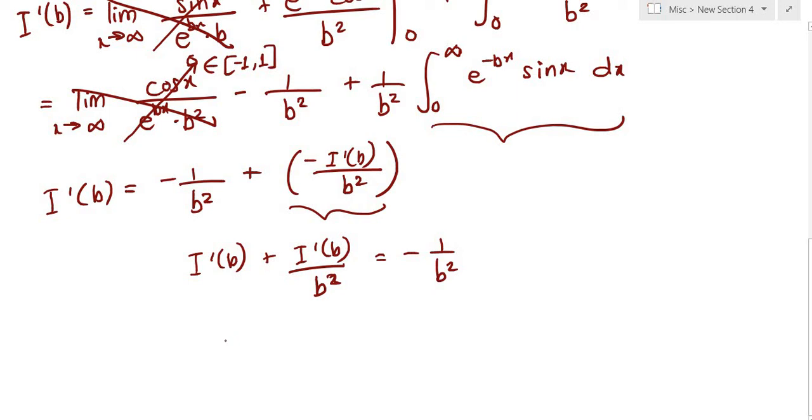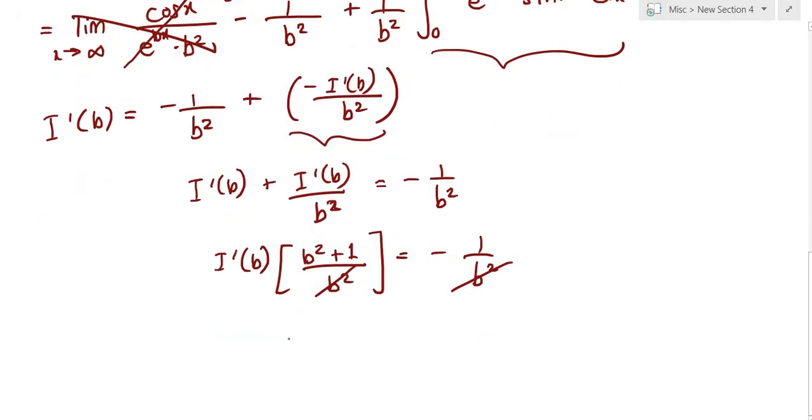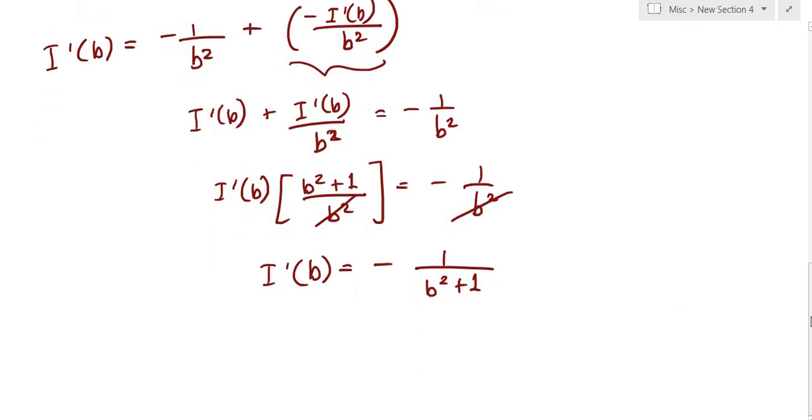So I can take an LCM here. I'll have I prime of b outside, and then b squared plus 1 divided by b squared, and we have -1 over b squared here. The b squareds cancel out proudly, and we have I prime of b finally being equal to -1 over b squared plus 1. So that's a really satisfying result after all our discussions and trials, and this is going to be very useful when we calculate the integral of I prime of b with respect to b.